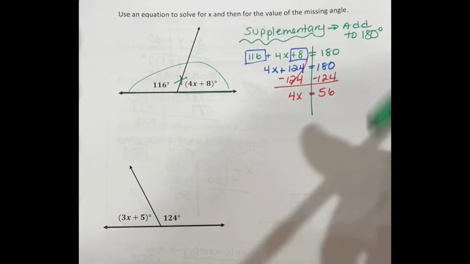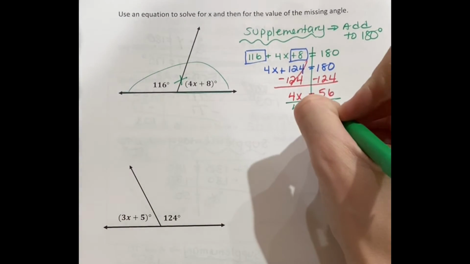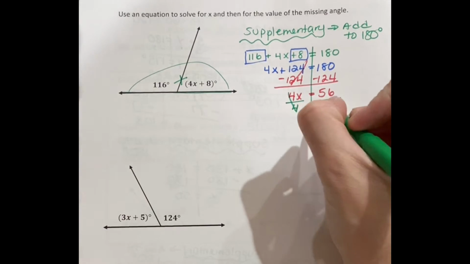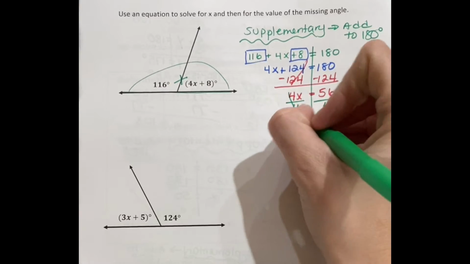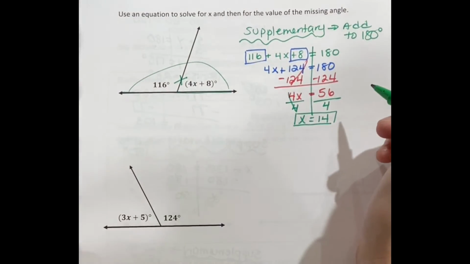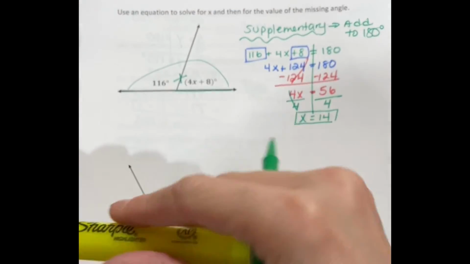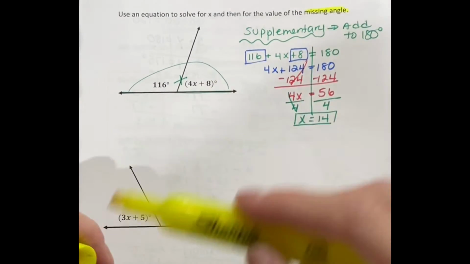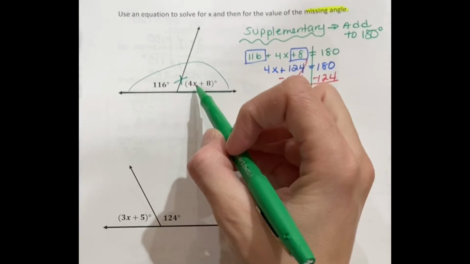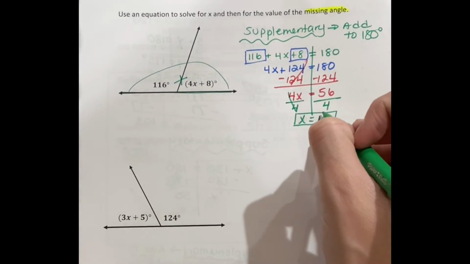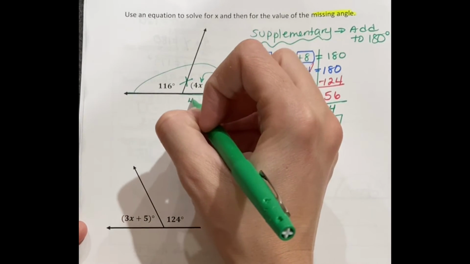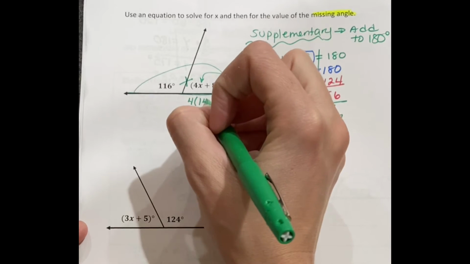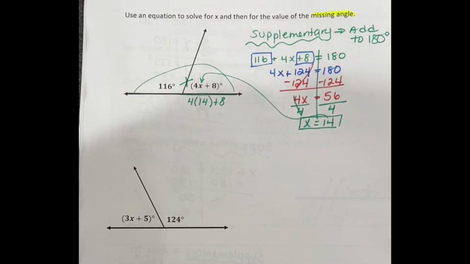Then I need to divide by 4 on both sides. And I get x equals 14. So now that's what x equals, but now I need to solve for the missing angle value. So if my angle is 4x plus 8, everywhere I see x, I'm going to replace it with that 14. So this is really 4 times, instead of x, 14 plus 8 would be my value.